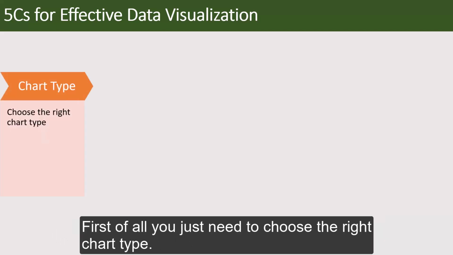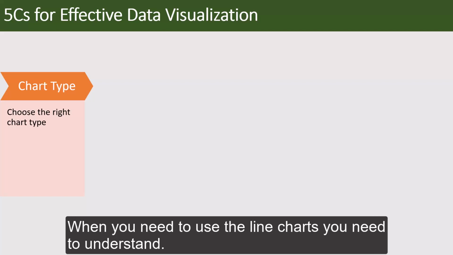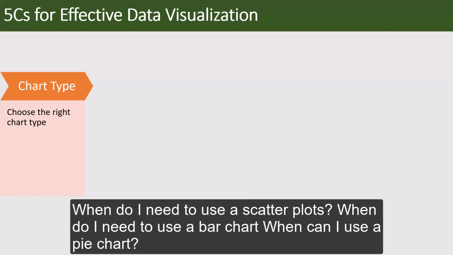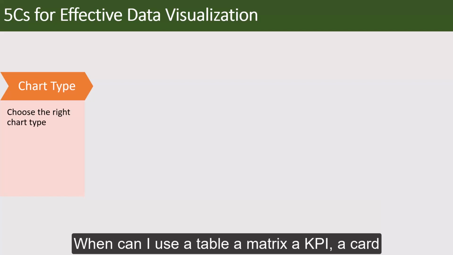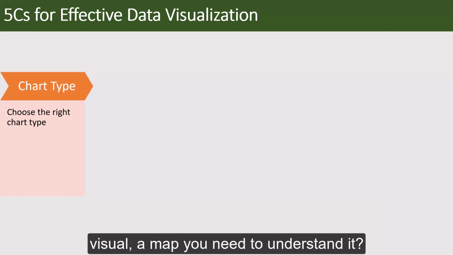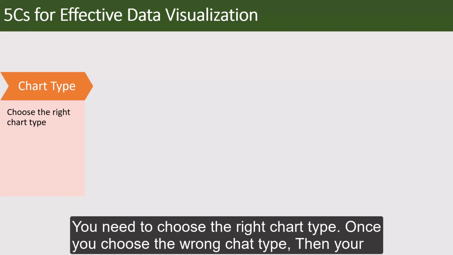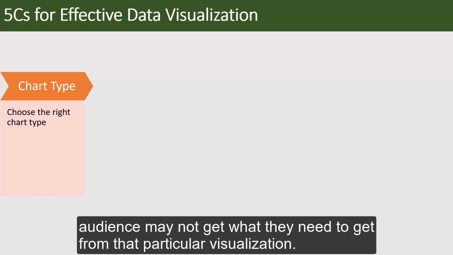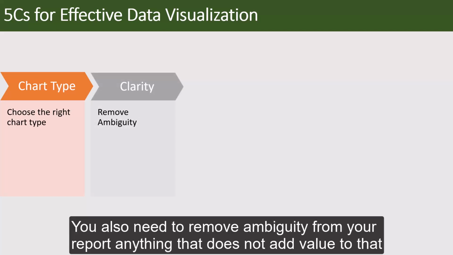First of all, you just need to choose the right chart type. When you need to use a line chart, you need to understand, when do I need to use a scatter plot? When do I need to use a bar chart? When can I use a pie chart? When can I use a table, a matrix, a KPI, a card visual, a map? You need to understand it. You need to choose the right chart type. Once you choose the wrong chart type, then your audience may not get what they need to get from that particular visualization.